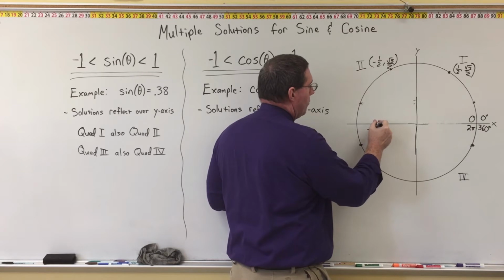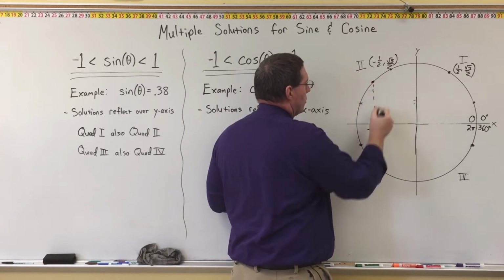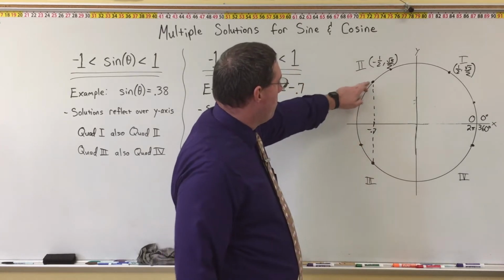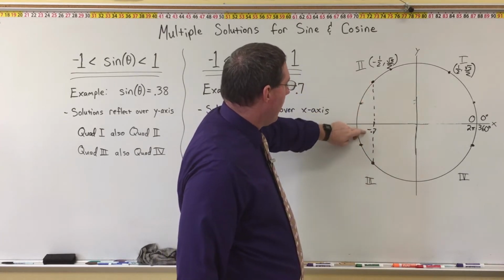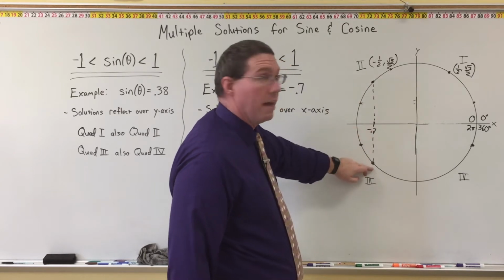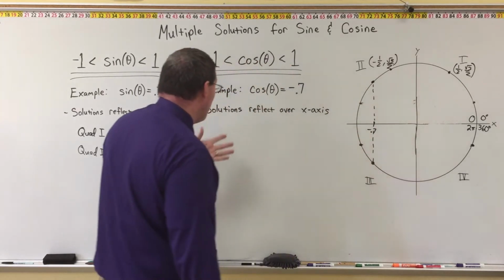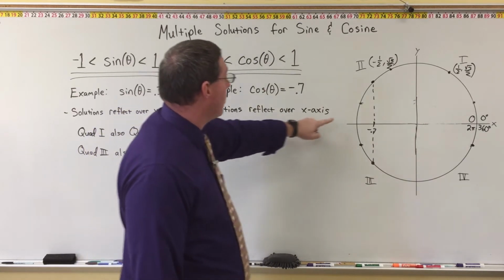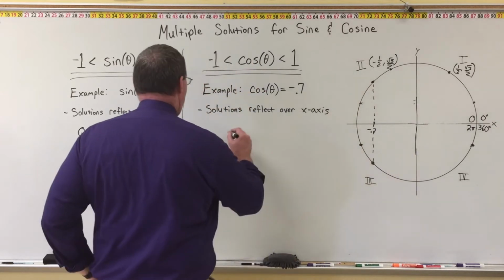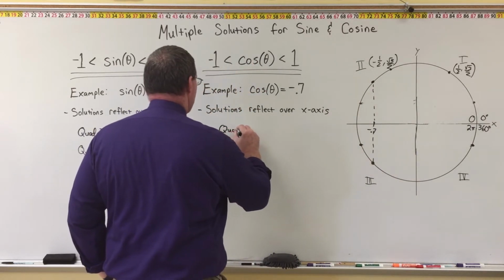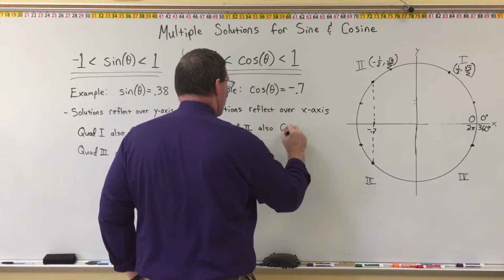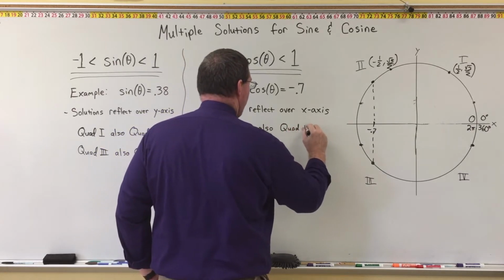Okay, well, that's happening in two places. It's happening in quadrant 2, and it's also happening in quadrant 3. This point in quadrant 2 has an x value of negative 0.7, and this point in quadrant 3 also has an x value of negative 0.7. And so you're going to have two solutions that reflect over the x-axis, right, top and bottom. So if you have a solution in quadrant 2, then you also have a solution in quadrant 3.